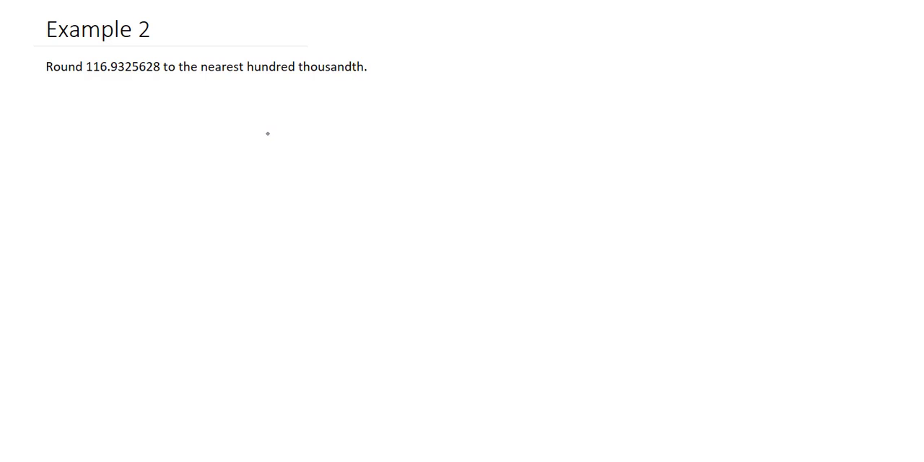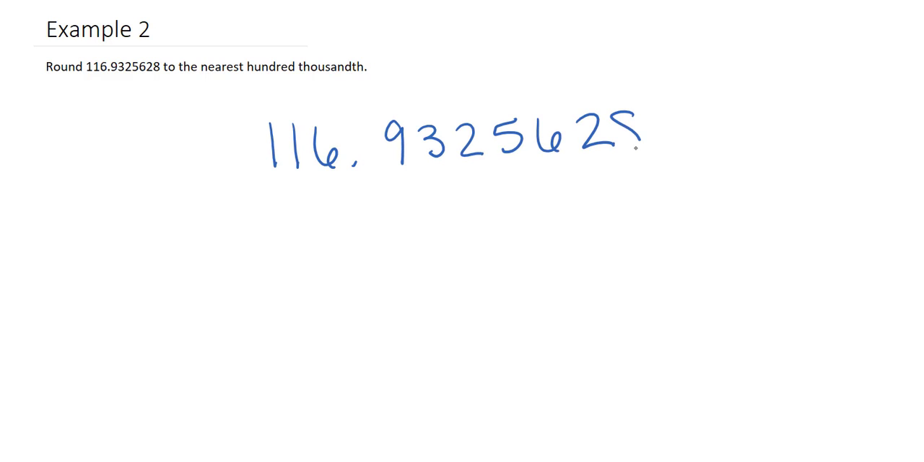Example 2: we're going to round this number to the nearest 100,000. Let's rewrite this number. Okay, so we have our ones, and then we have our little dot, so that indicates now we're moving into decimals: tenths, hundredths, thousandths, 10,000ths, 100,000ths. This is what we're going to round to, but we're going to be looking to the right of that to indicate if we're going to round up or down.